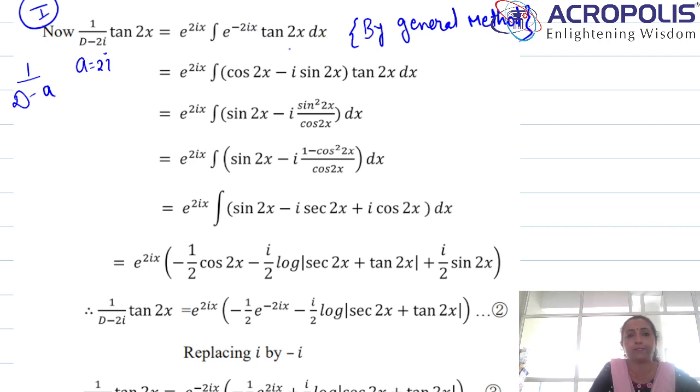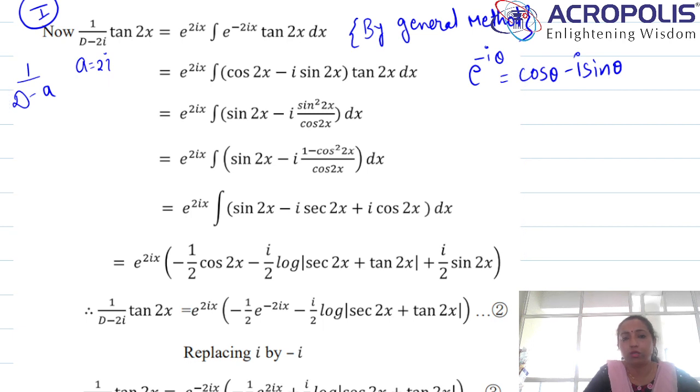Now you know that e to the power minus i theta can be written as cos theta minus i sin theta. Here theta represents 2x, so we can write e to the power minus 2ix as cos 2x minus i sin 2x dot tan 2x.